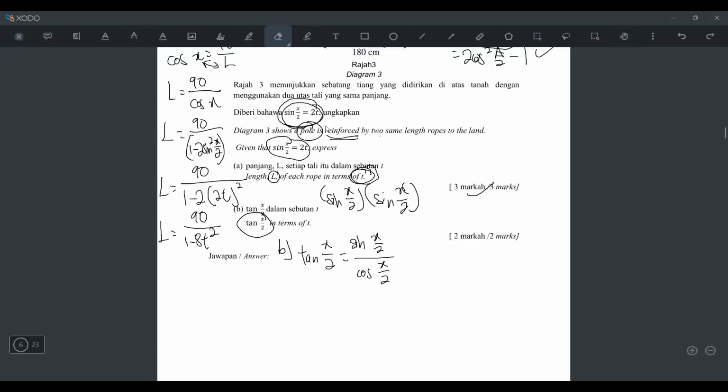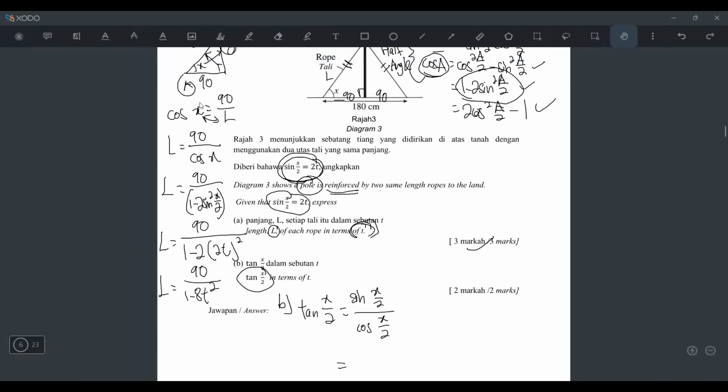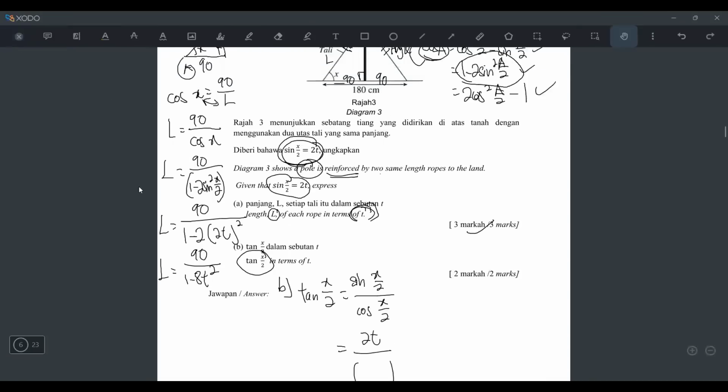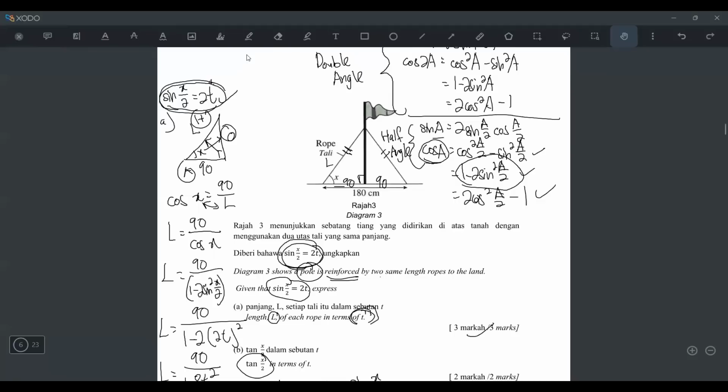But there's a problem. What's the problem? The problem is I only know sine x over 2 is 2t, so I only know the top part. The cos x over 2 I don't have. If I have it, then I can substitute and get the answer already, but I don't have it now. So let's try to find cos x over 2. And how can I find cos x over 2? Well, just use this half angle formula.